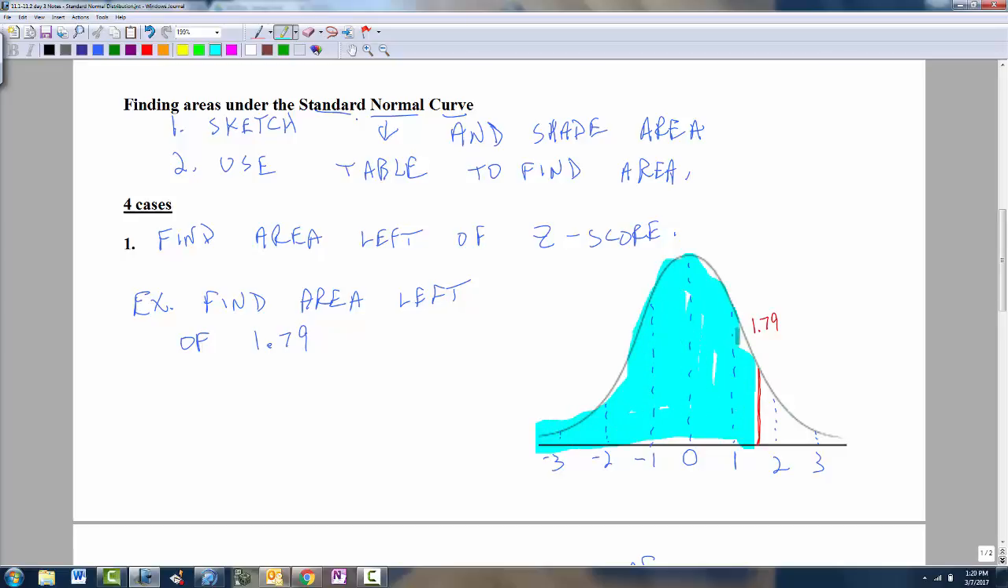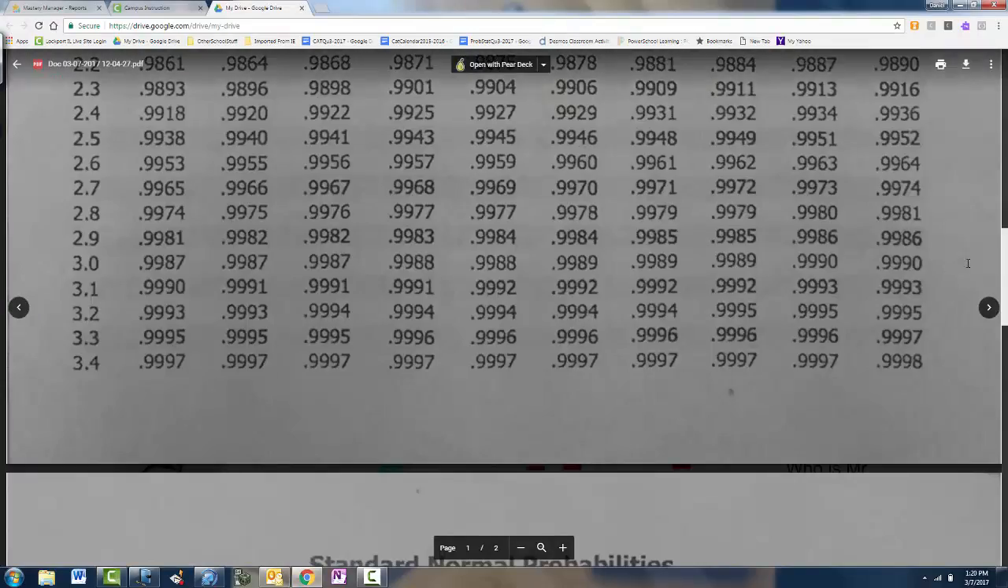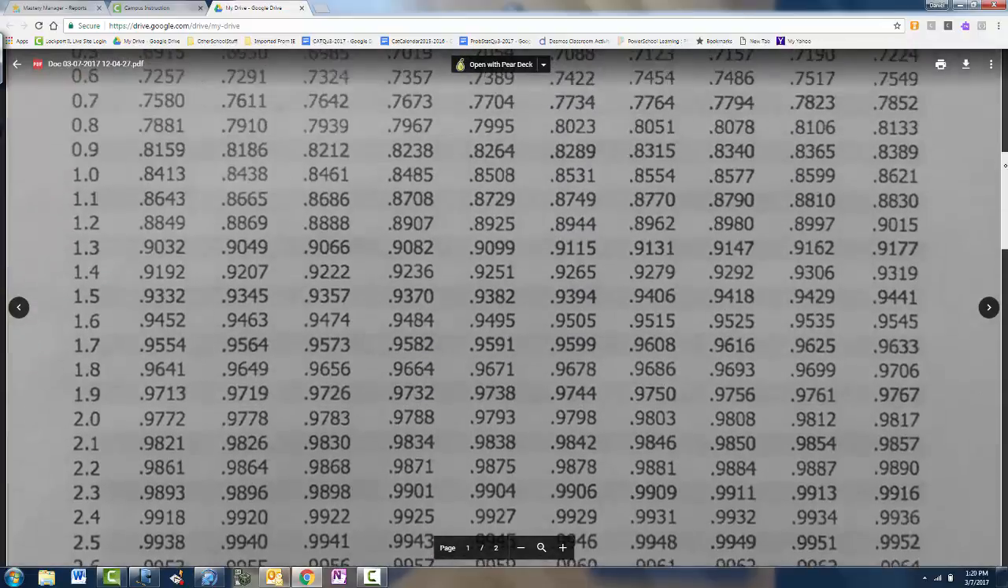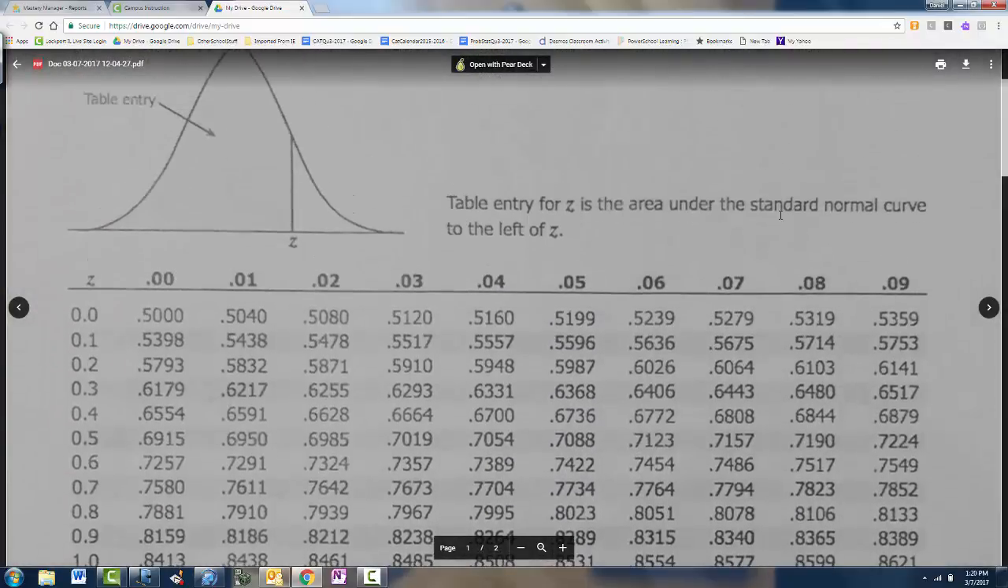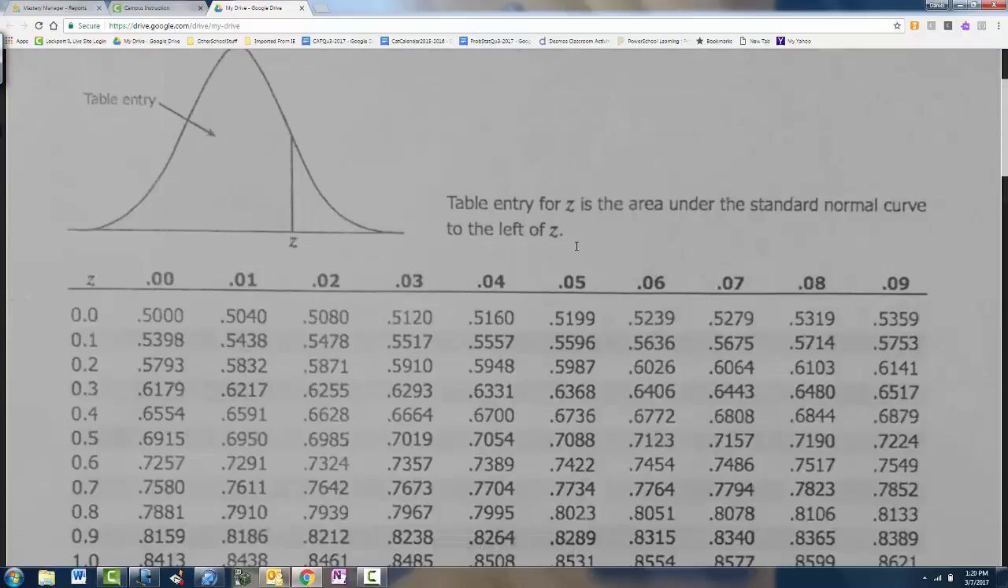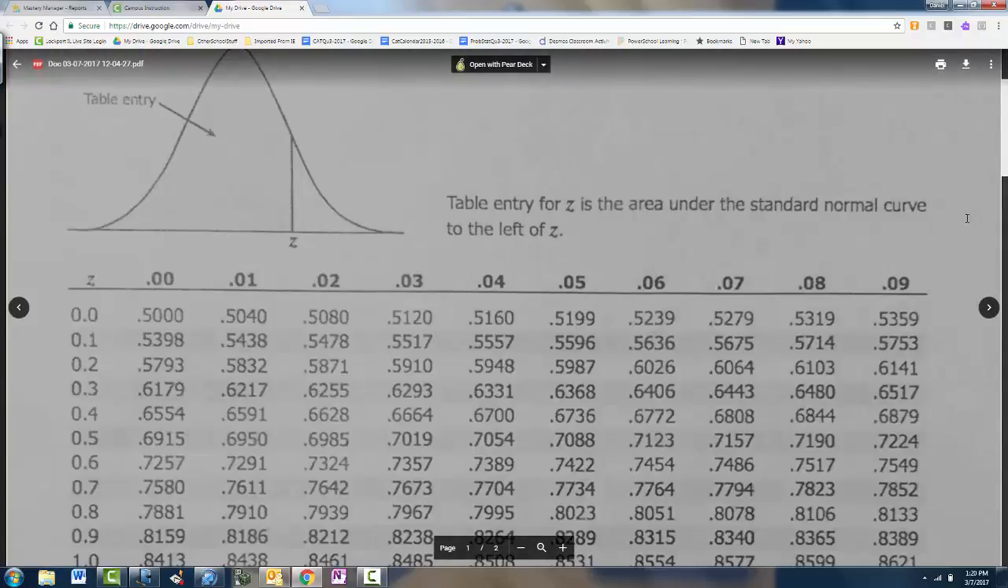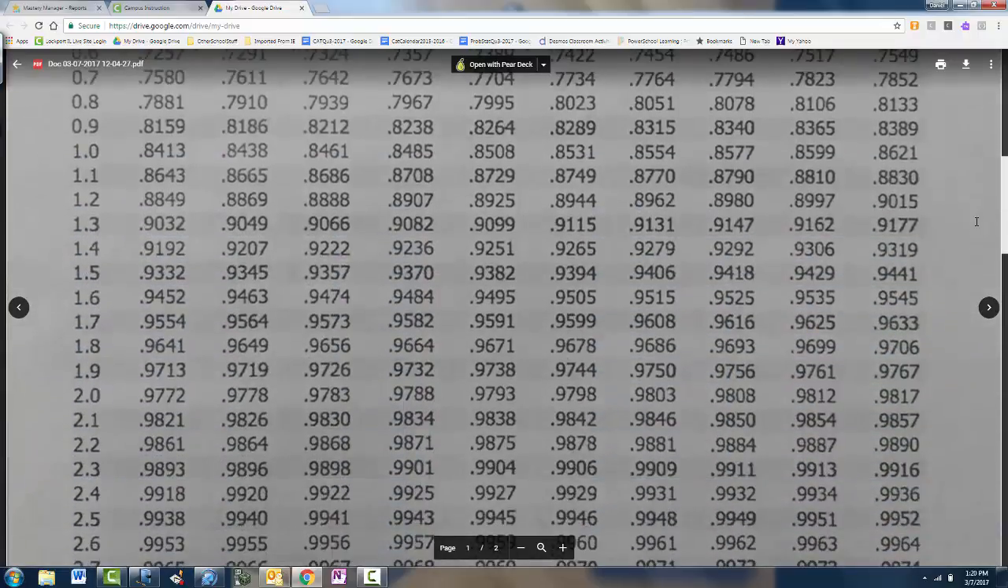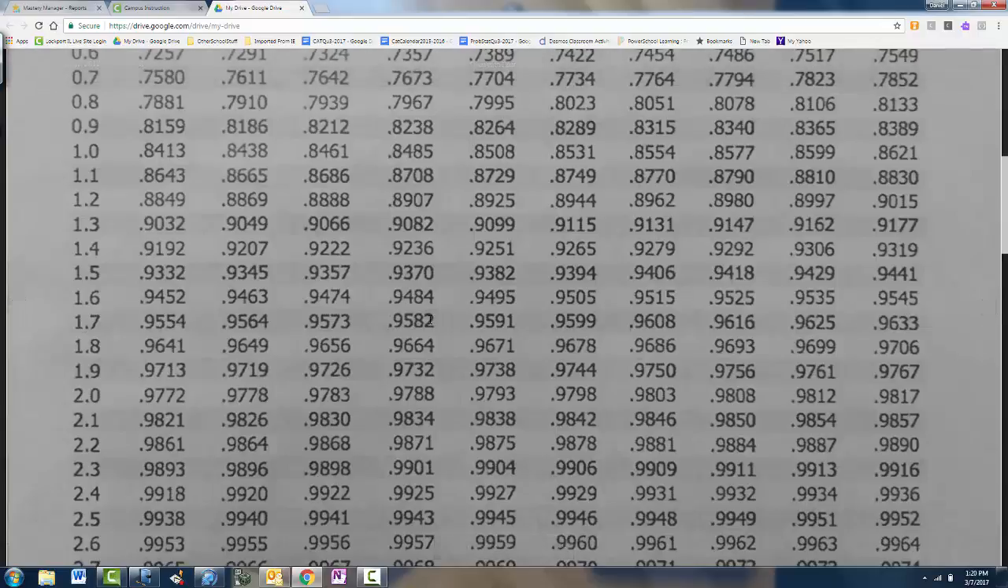Okay, so this one is how the chart is organized. The chart is organized so that these are the areas that are left of whatever z value you're looking at. So what was it, 1.79? This is the 0.09 column right here. So all I have to do is go to 1.7 and then go all the way across. This is 1.70, 1.71, 72, 1.73. Get it?